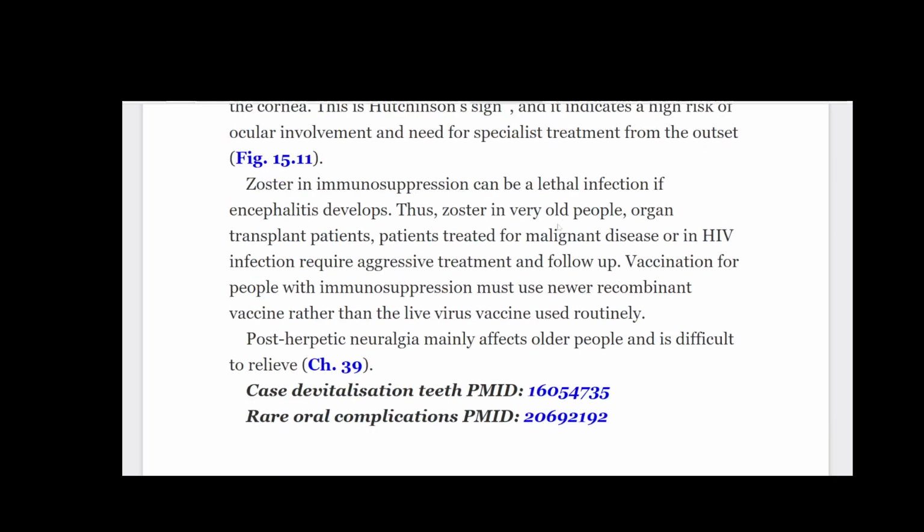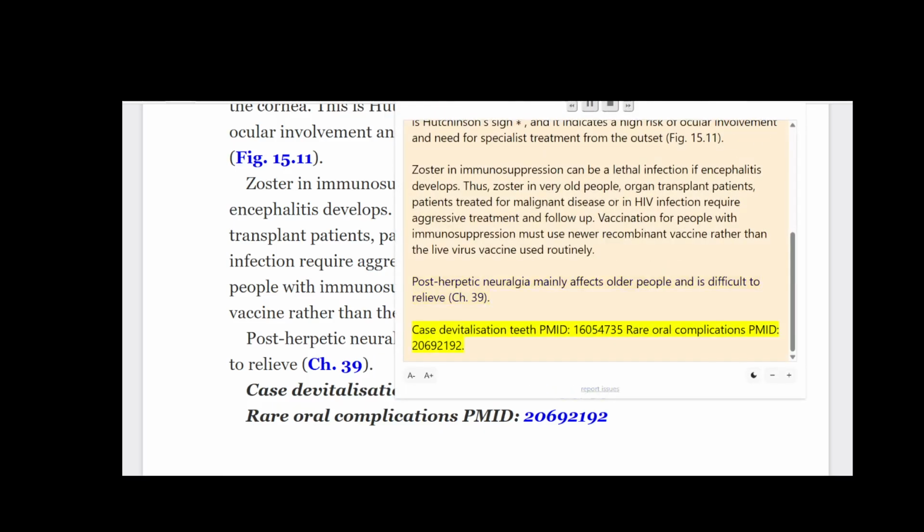Zoster in immunosuppression can be a lethal infection if encephalitis develops. Thus, zoster in very old people, organ transplant patients, patients treated for malignant disease or in HIV infection requires aggressive treatment and follow-up. Vaccination for people with immunosuppression must use the newer recombinant vaccine rather than the live virus vaccine used routinely. Post-herpetic neuralgia mainly affects older people and is difficult to relieve. Ch. 39. Case devitalization: teeth.